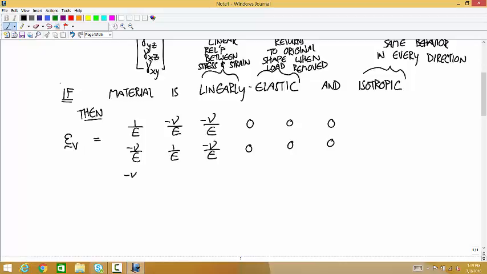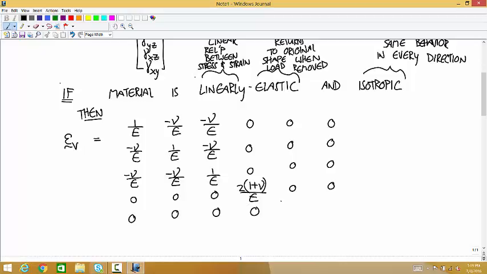Third row is negative nu over E, negative nu over E, 1 over E, 0, 0, 0. Fourth row, 0, 0, 0. And then in the fourth column, 2 times the quantity 1 plus nu over E, then 0, 0. And now this term just moves 1 to the right with every new row. So now it's the fifth column, 2 times 1 plus nu over E.